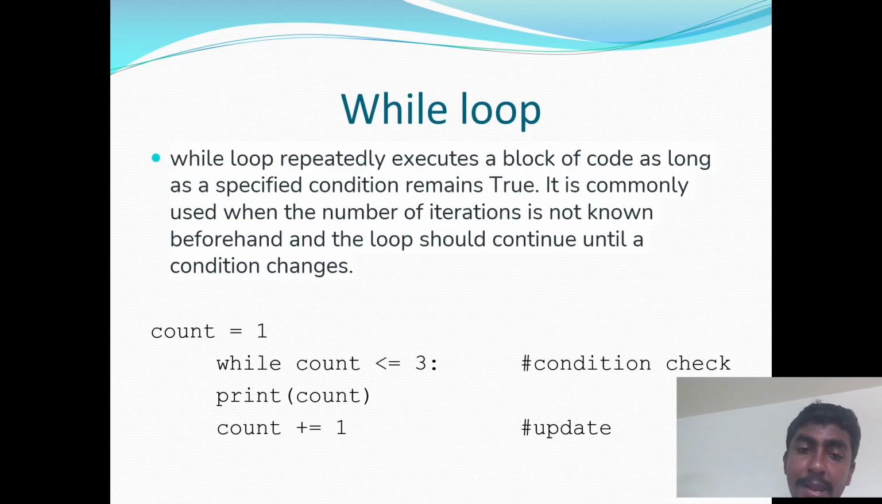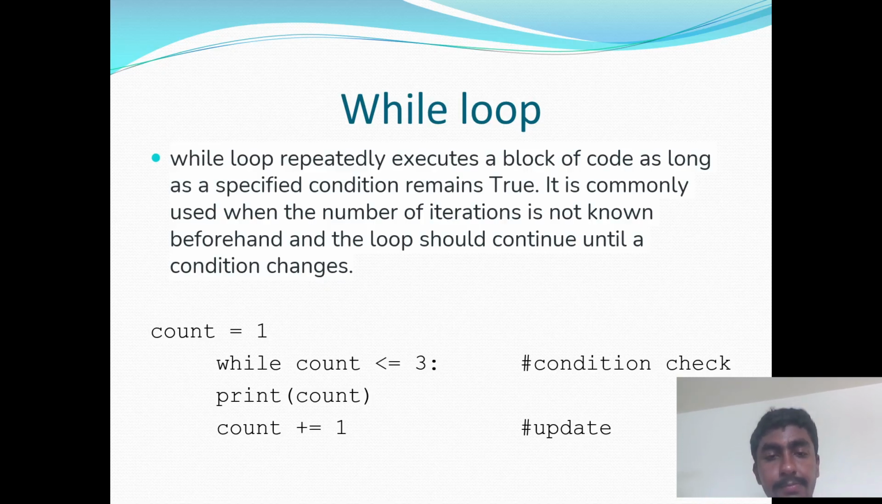Example 4, playing a game. Think of a racing game. The game keeps running while you are alive. The moment your car crashes, the game is over. The loop stops. Can you see a pattern? In every example, one thing is common: the repetition depends on a condition, not a fixed number.